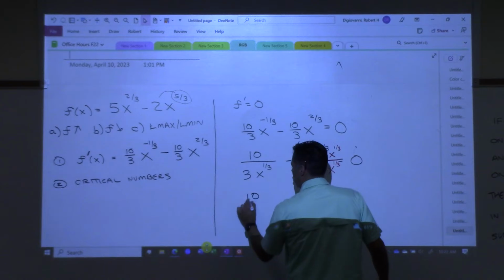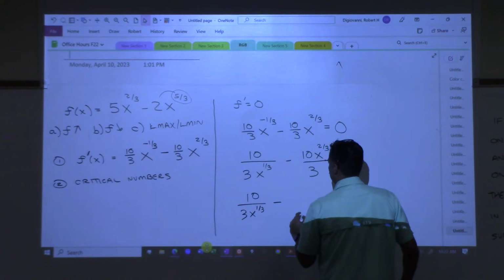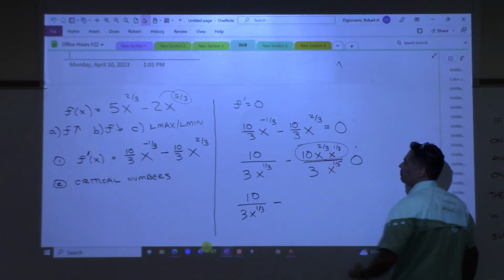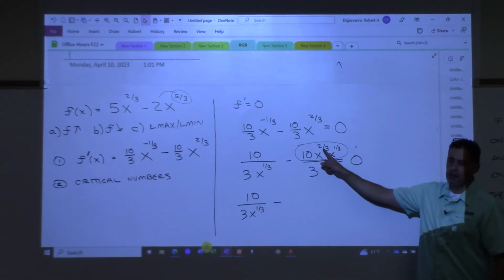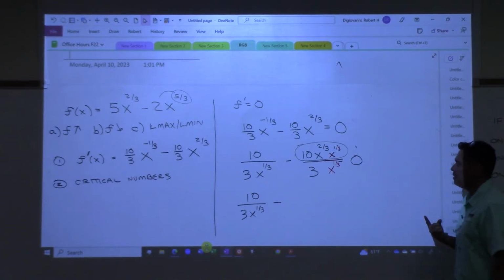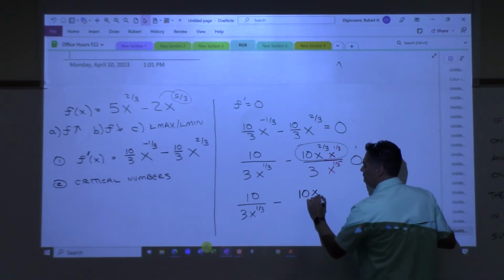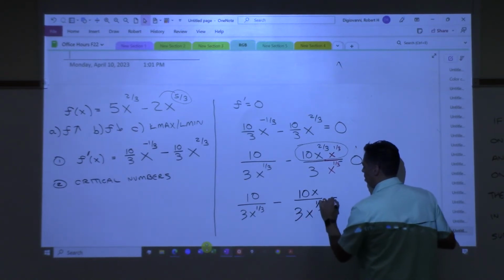This gives me 10 over 3x to the 1/3 minus, okay, what does all of that become? How do you put x to the 2/3 together with x to the 1/3 if you're multiplying? You add the exponents, right? You add these two numbers together. 2/3 plus 1/3, 3/3. 3/3 is 1. So that's just x to the first power. So this is just 10x up top over 3x to the 1/3 equals 0.